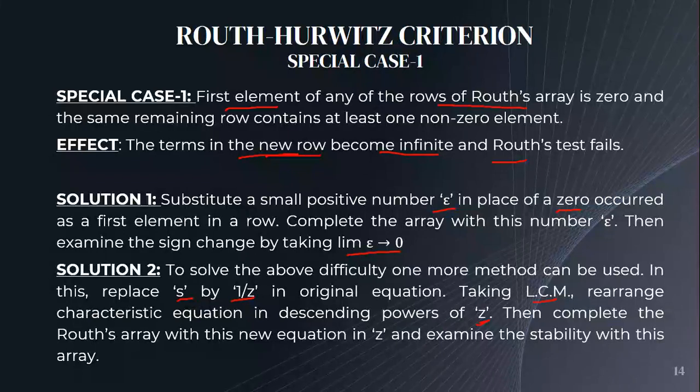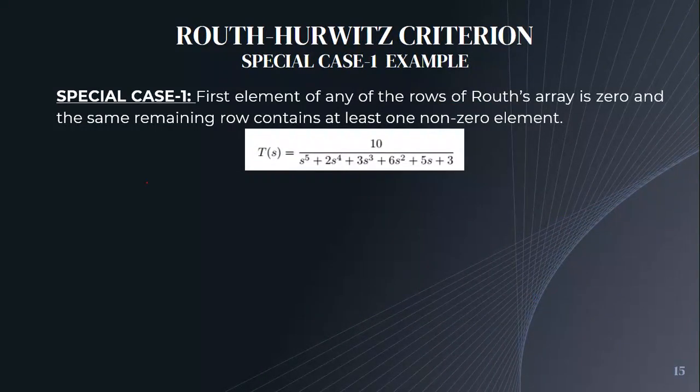So if I have a characteristic equation of this transfer function, and if I form the Routh array out of this, I can see the Routh array will be having s raised to power 5, s raised to power 4, s cube, s square, s raised to power 1, and s raised to power 0.